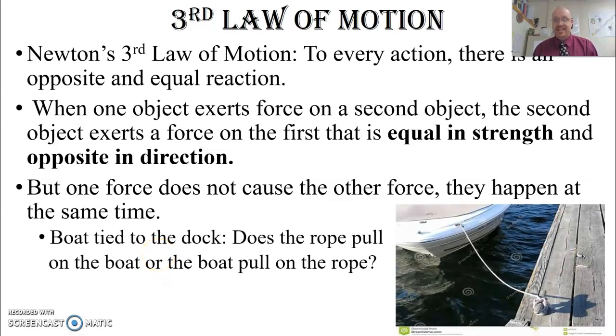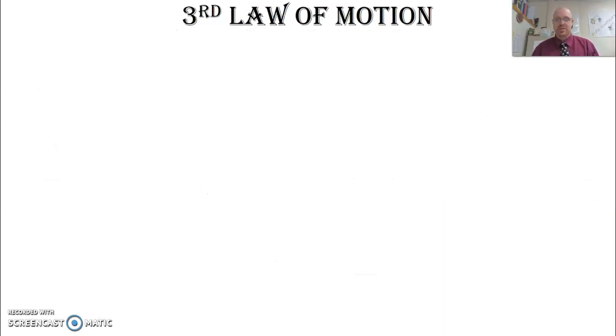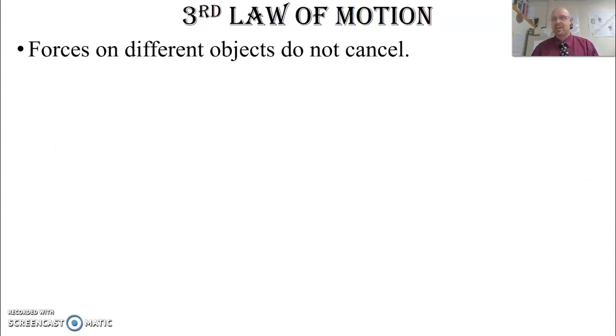Okay. Here's a question. A boat is tied to the dock. Does the rope pull on the boat back to the dock, or does the boat pull on the rope toward the boat? In reality, with physics, they both pull equally together. It's one of those great mind trick questions when you stop to think about it, because for every action, there's an equal and opposite reaction. So as the boat pulls on the rope, the rope pulls back on the boat.